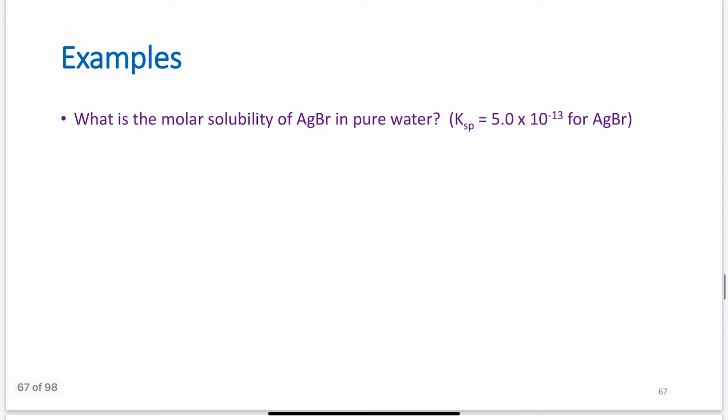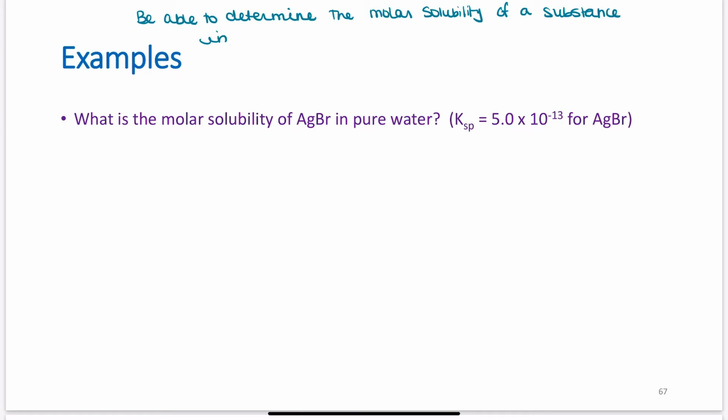Okay, next one. The learning objective here is to be able to determine the molar solubility of a substance in pure water. So I want to know what is the molar solubility of AgBr in pure water. The Ksp is 5.0 times 10 to the minus 13. Go ahead and set up your ICE chart.